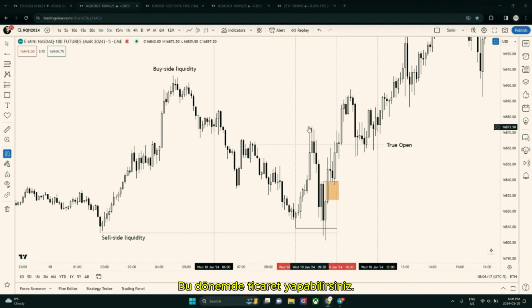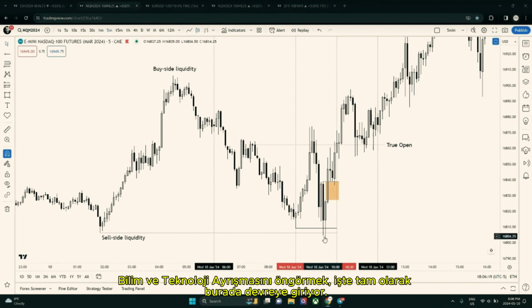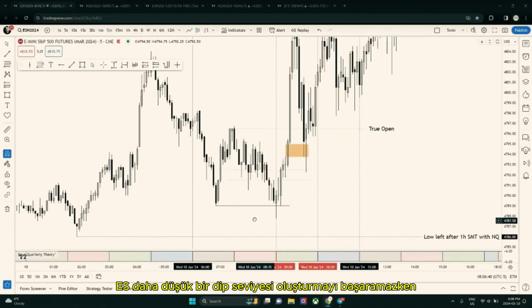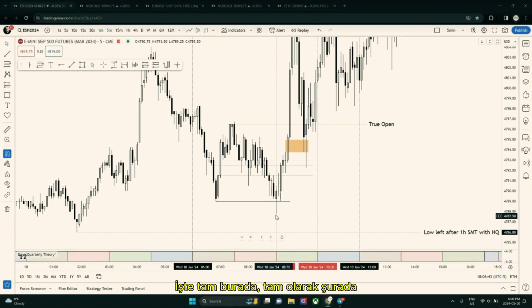During this time is when you can anticipate SMT divergence, which is where you have two closely correlated assets tip their hand to you that the market is about to change direction, right? So you will have the NASDAQ making a lower low while the ES failed to make a lower low right here. Exactly at the time that I told you guys to focus on, right? Between 9 a.m. and 10:30. Algorithmic.